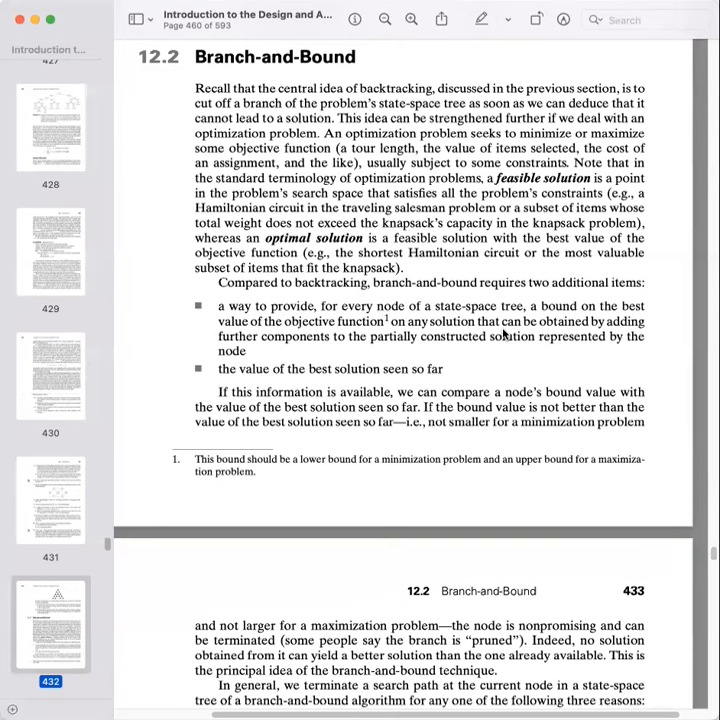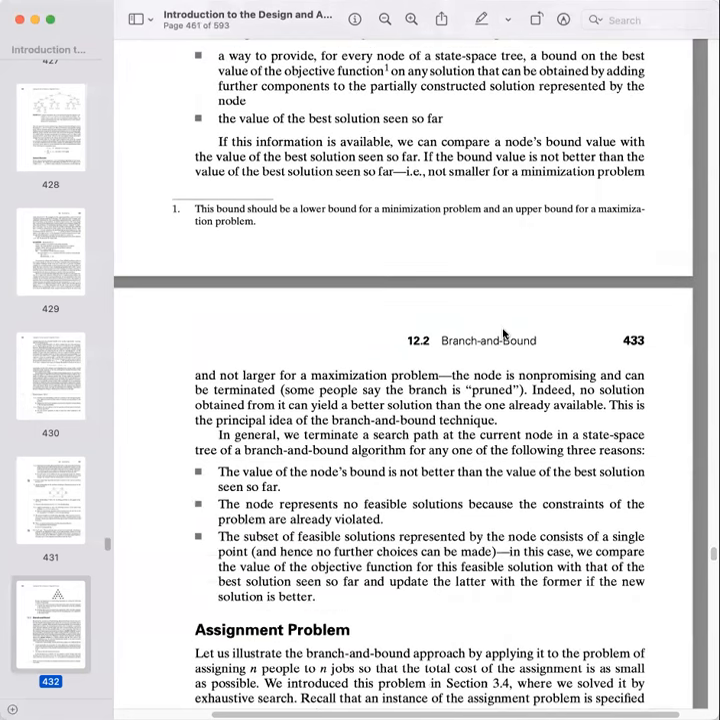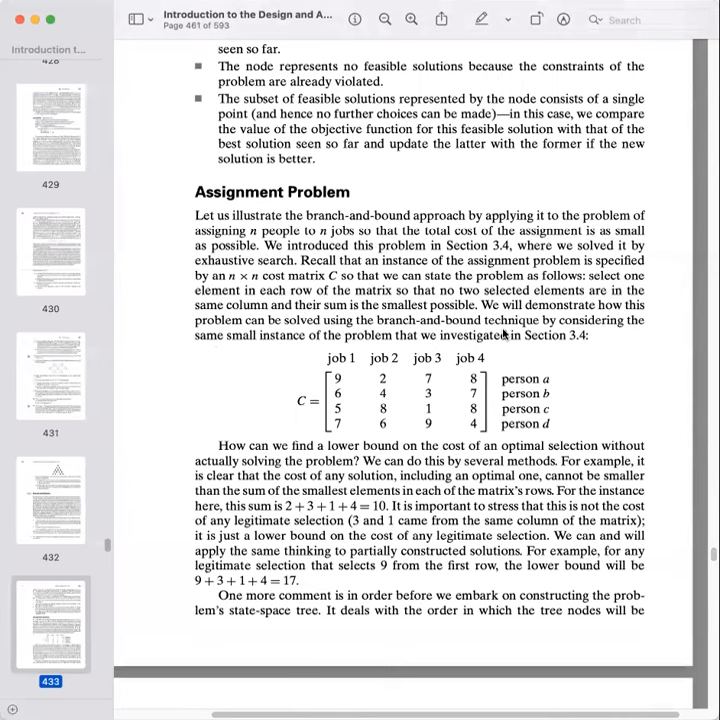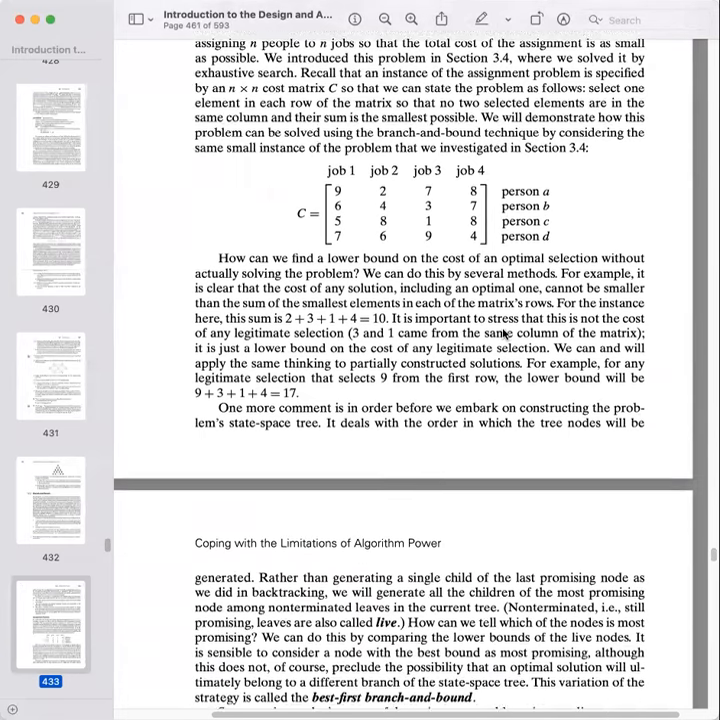Okay, that upper bound's probably not going to be obtainable, but going down a path, we're going to pick the one that has the best upper bound. So these work in a breadth first fashion. You look at all the options you have from a particular node, you take the one that's the best, and go from there. Okay, they do an example on the assignment problem.